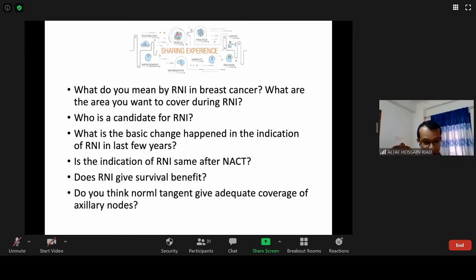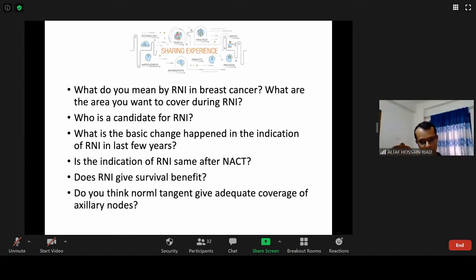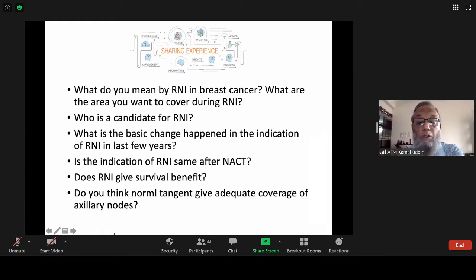I can't understand. Please. If a patient is having N1 disease, yes, sir, or a patient is having N1 disease after neoadjuvant chemotherapy. I mean, after neoadjuvant chemotherapy, is it the same indication, or is there some change in the indication of RNI after neoadjuvant? So it was a N1 disease. After neoadjuvant chemotherapy, it became N0. Will you give RNI or not? That is the question. If node was cytologically or histologically confirmed, and if there is no axillary dissection, I should consider. Okay. So do you think that RNI can give survival benefit?